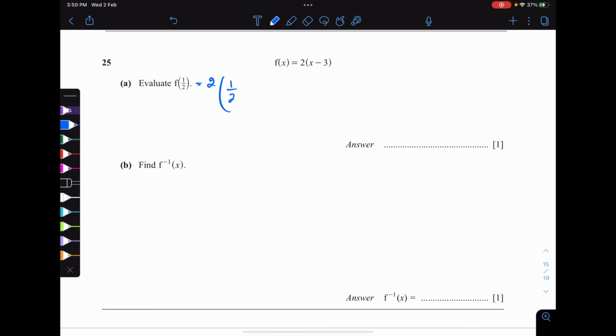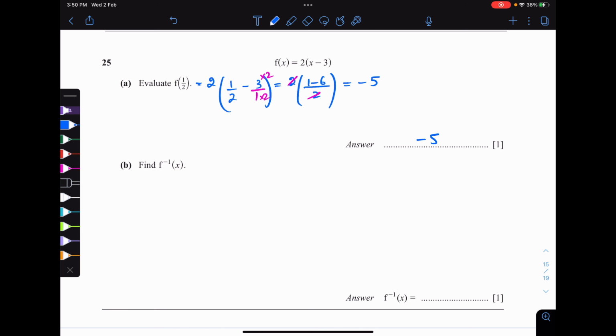So this is 1 by 2 minus 3. And now again, if many of you are comfortable with decimals, that's perfectly fine. If you're not, go for fractions and take an LCM. You multiply it with 2, and this will become 2 times 1 minus 3 over 1 minus 6 over 2. And this 2 gets cancelled. The answer is negative 5.